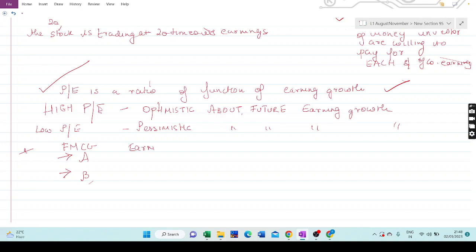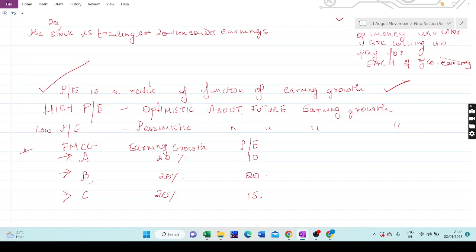Earning growth for both these stocks is 20% each. And the PE ratio of stock A is 10, the PE ratio of stock B is 20, right? Let's add another stock, stock C. Stock C also has an earning growth of 20% and its PE ratio is 15.